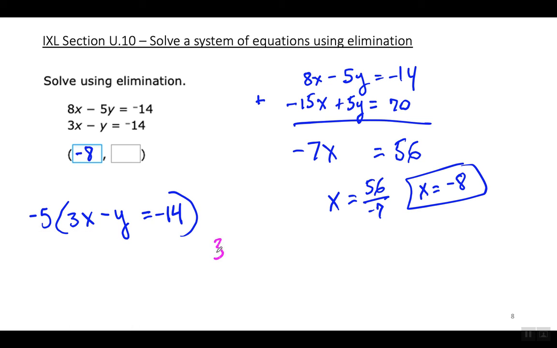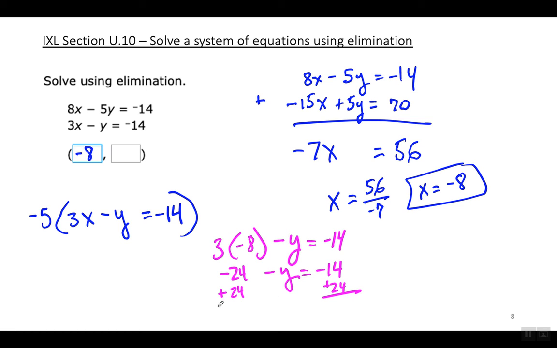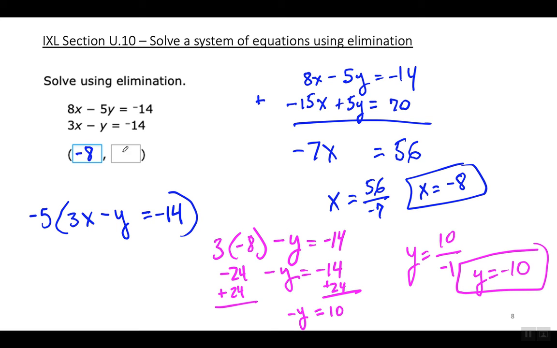So it would be 3 times negative 8 minus y equals negative 14. So 3 times negative 8 is negative 24. Let's add 24 to both sides. So negative y equals 10. So y equals 10 divided by negative 1. So y equals negative 10. All right.